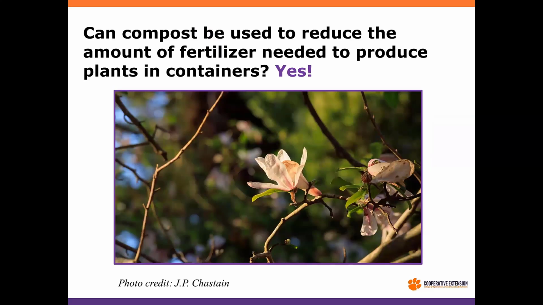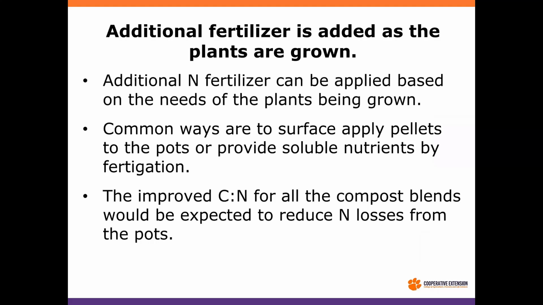So can compost be used to reduce this fertilizer? The answer is yes. And it'll vary with the kind of compost we have. So now additional fertilizer is also used. In a small nursery, they'll take little scoops of pellets and put them on. If you're fancier, you do fertigation. But this improves C to N. We also expect we should have some reduced nitrogen losses from the pot. We didn't measure that, but it's all pointing in that direction.